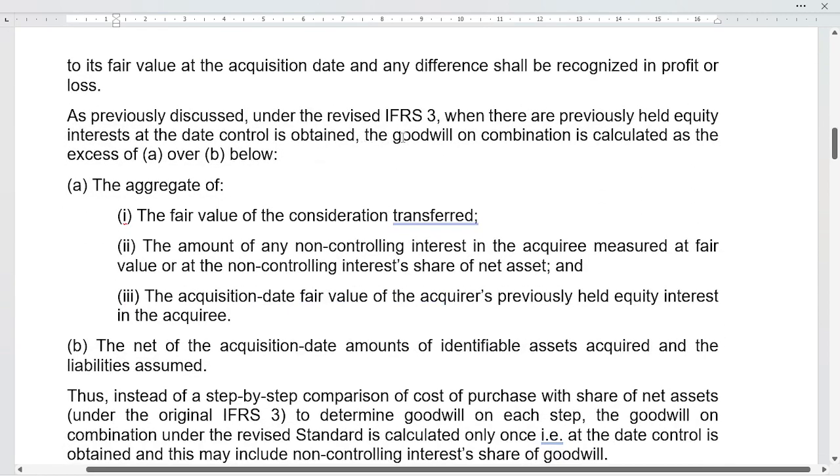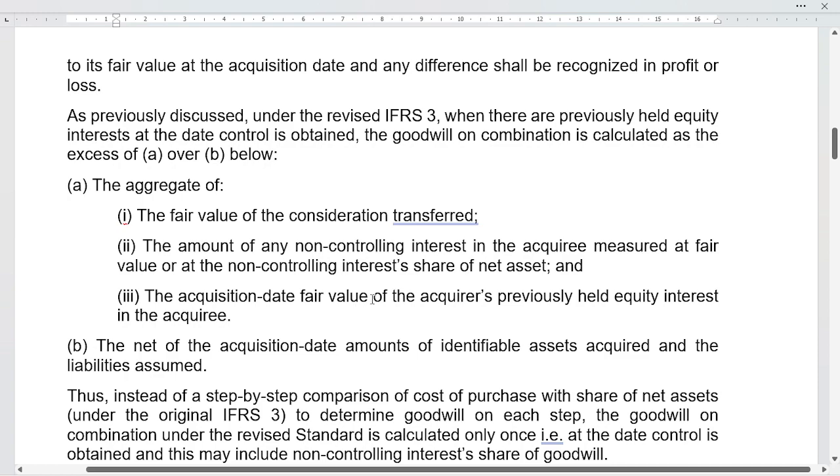As previously discussed, under the revised IFRS 3, when there are previously held equity interests at the date control is obtained, the goodwill on combination is calculated as the excess of A over B below. A. The aggregate of, first, the fair value of consideration transferred. Second, the amount of any non-controlling interest in the acquiree, measured at fair value or at the non-controlling interest's share of net assets, and third, the acquisition date fair value of the acquirer's previously held equity interest in the acquiree.